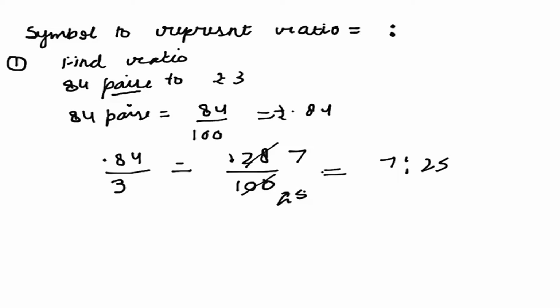So to find the ratio, first of all we will see whether the two numbers are in the same units or not. If they are not, we will convert one unit to another. That's what we did in this question.